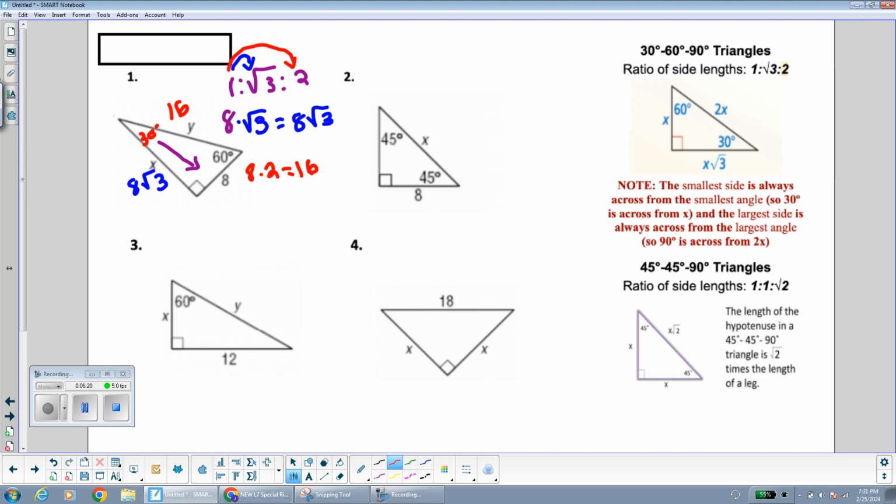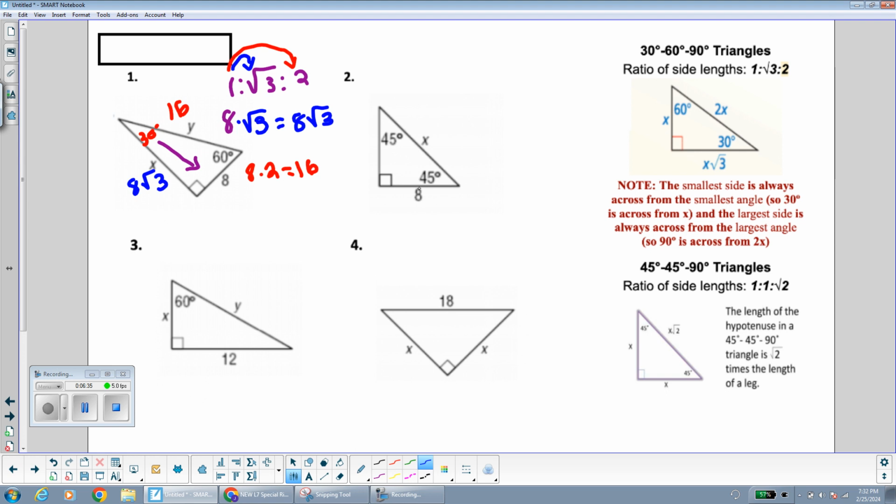Moving on to the next example over here, we have a 45, 45, 90 triangle. The 45, 45, 90 triangle has the ratio 1 to 1 to radical 2. Two of the sides are the same length. The hypotenuse is radical 2 times as large as the legs.